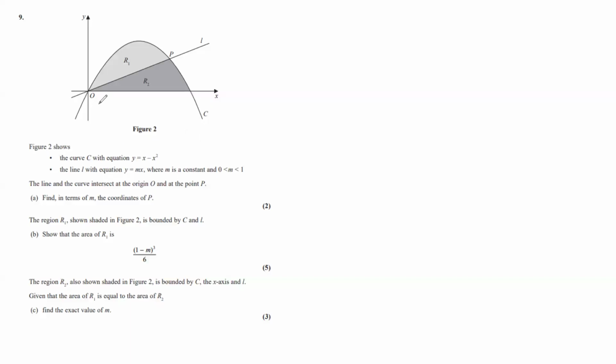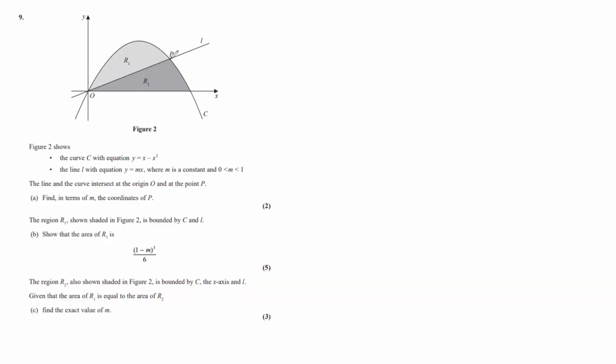Figure 2 shows the curve C with equation y equals x minus x squared. So that is the quadratic curve that you can see here. And the line L with equation y equals mx, where m is a constant and m is between 0 and 1. So that is the equation of the line L here, y equals mx. The line and the curve both intersect, you can see, at the origin and then at the point P. Find, in terms of m, the coordinates of P.